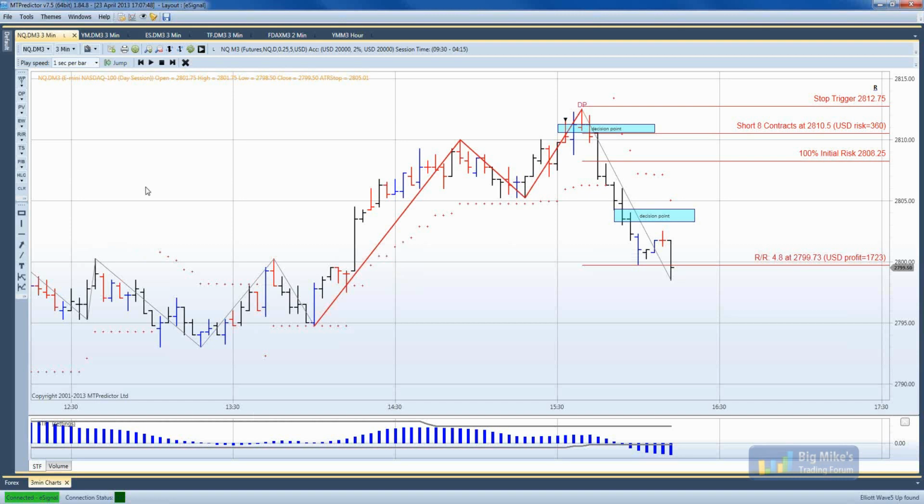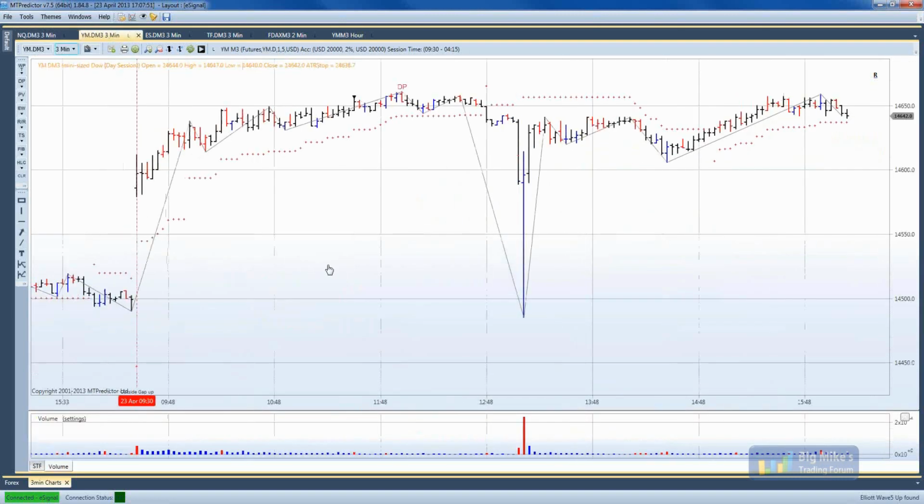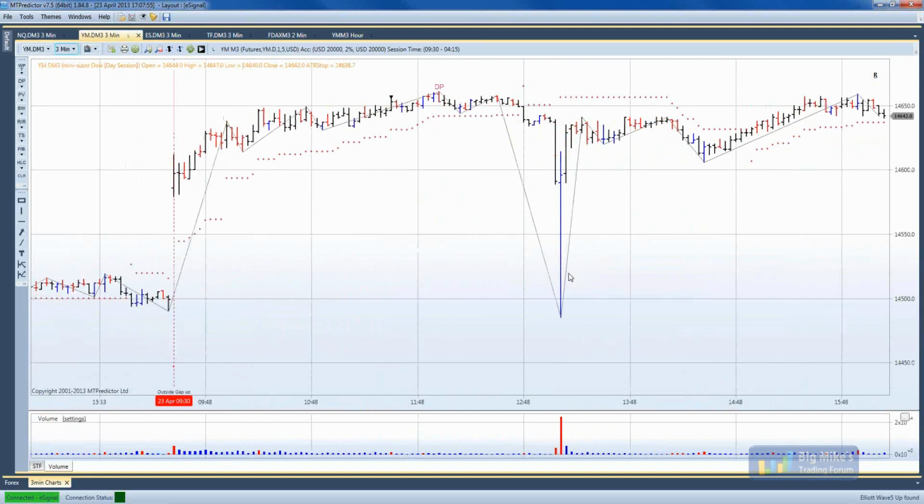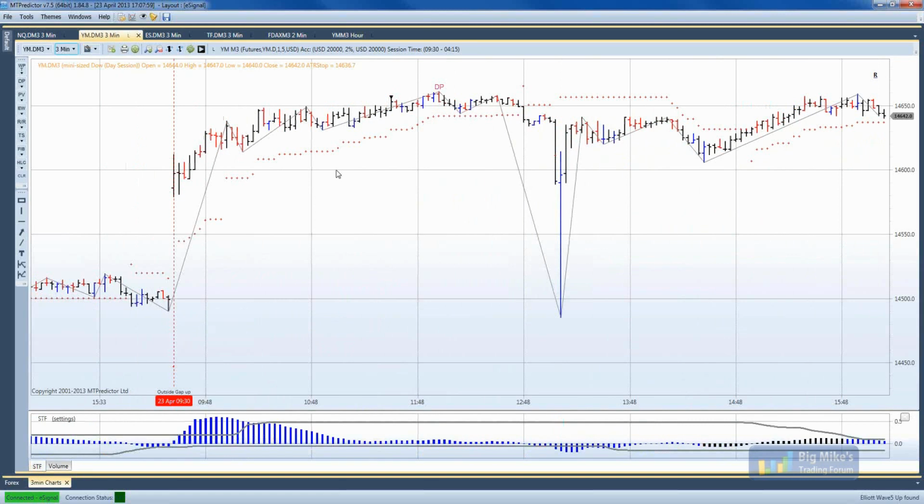Let's have a quick look at another example. We've all seen the stock market today. It fell like a stone here, didn't it? Absolutely fell out of bed. If I look at the STF indicator, we had a couple of sell setups here. This is a 3-minute chart of the YM, by the way, so just the mini Dow. STF happened to be blue.